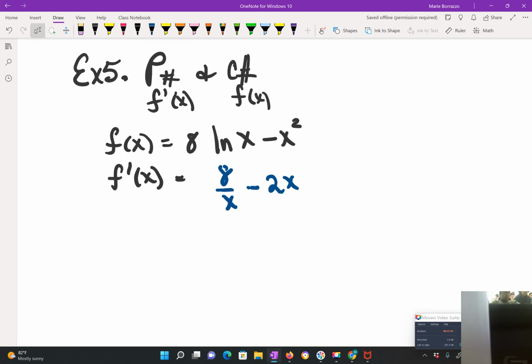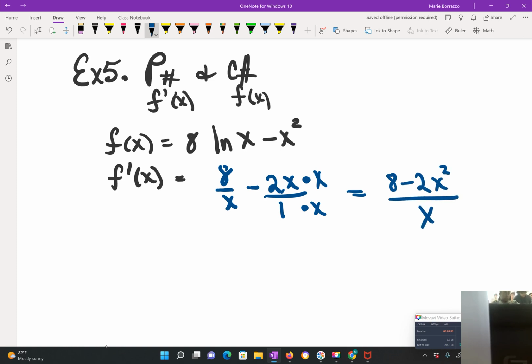However, you cannot add two fractions unless you have a common denominator. So this is technically over 1. So you're going to have to multiply this by x, and you're going to have to multiply this by x, which now results in 8 minus 2x squared all over x.